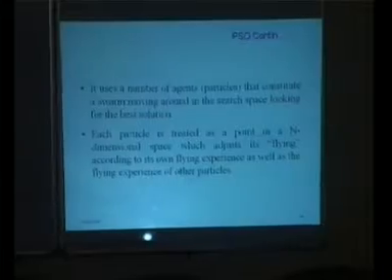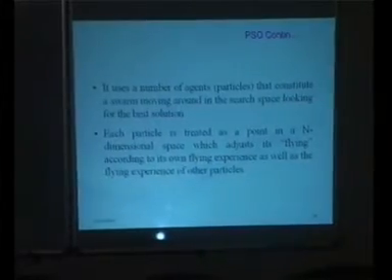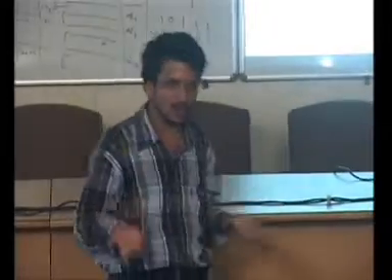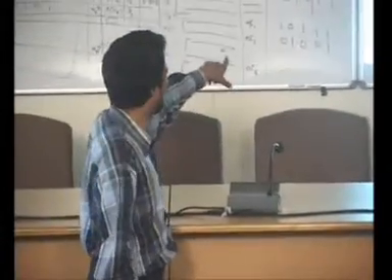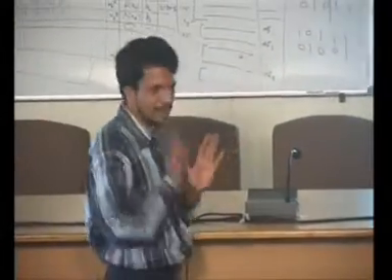So initially you take randomly 20 particles. Those are mathematically 20 probable solutions on the surface, known as a swarm, around the surface looking for the best.